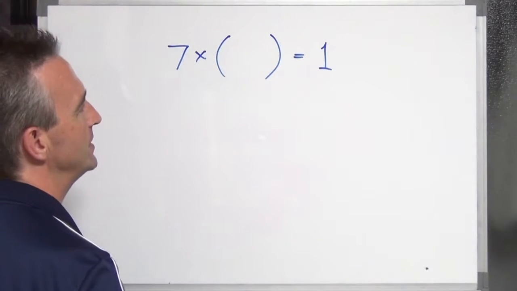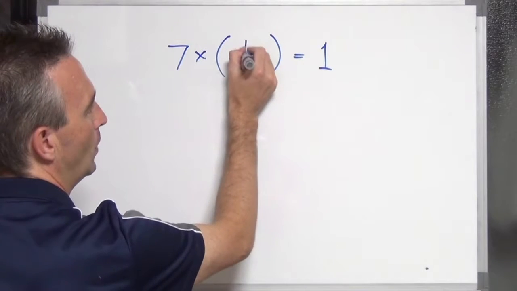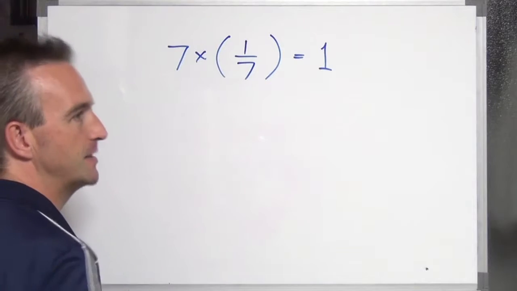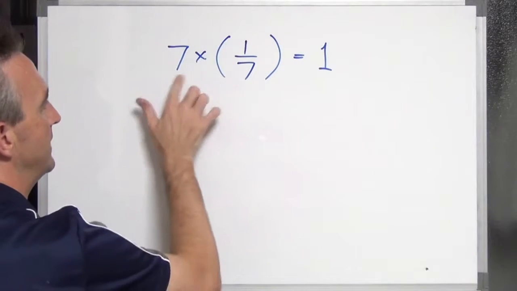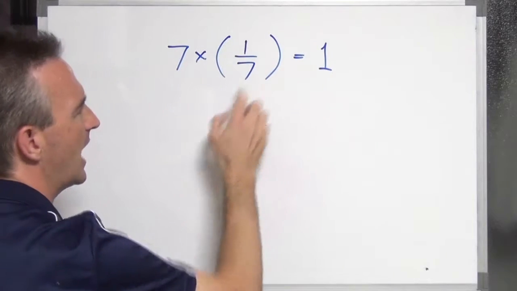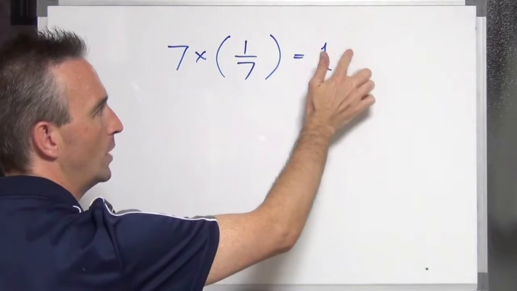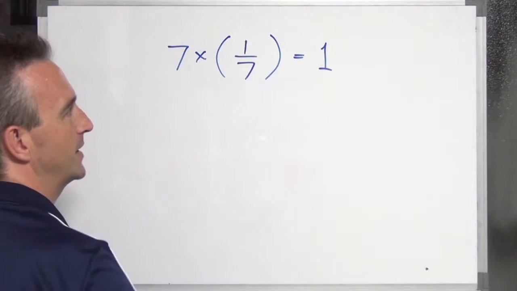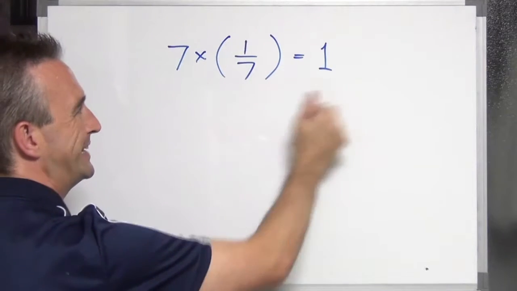What number would we need for this to happen? And the answer is 1 over 7. We say that 1 over 7 is the multiplicative inverse of 7. Multiplying 7 by 1 over 7 undoes the 7 and brings it to 1. And in the real numbers, you could also call this the reciprocal of 7. Any number times its reciprocal equals 1.